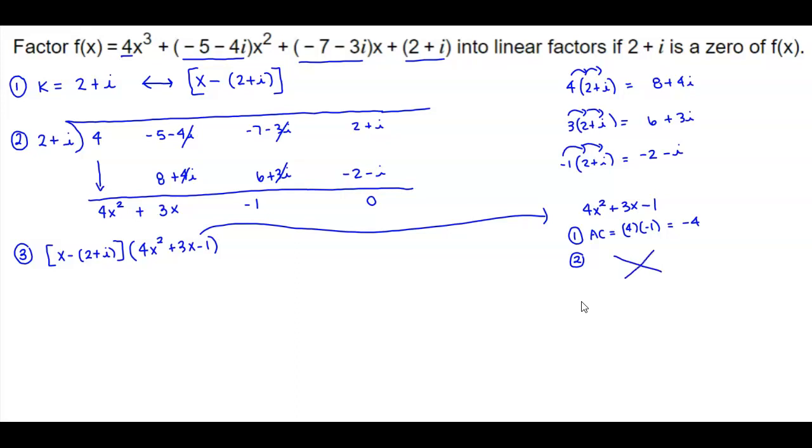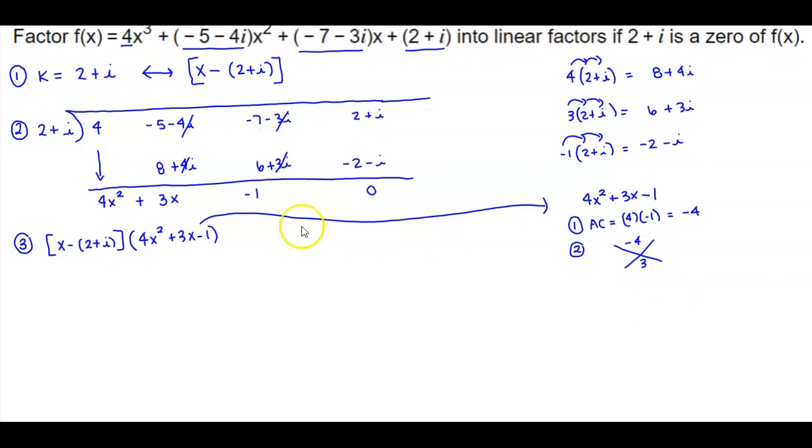So that tells us we have negative 4 and 3 as our value of b. What two numbers multiply together to give us negative 4, and when we add them together, give us positive 3? We get negative 1 and positive 4. Let's check that out. Negative 1 times positive 4 gives us negative 4. Negative 1 plus 4 gives us positive 3. So that works. Now we rewrite the first term: 4x squared minus 1x plus 4x minus 1.